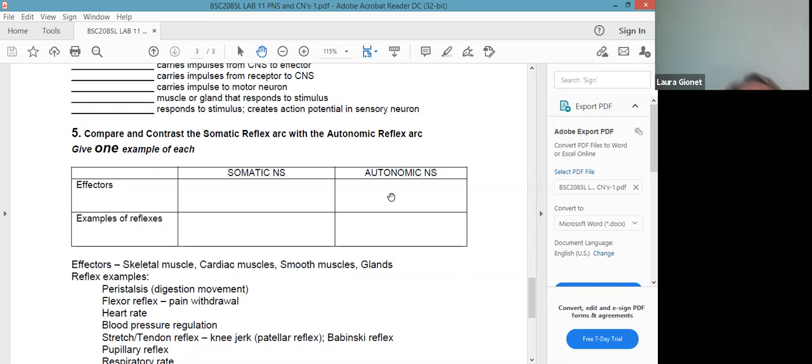What are the effectors of a somatic nervous system? Well, the somatic effector is just skeletal muscle. So you write skeletal muscle here for effectors for the somatic nervous system. And everything else is autonomic. So what do we write in autonomic? Cardiac muscle, smooth muscle, glands.